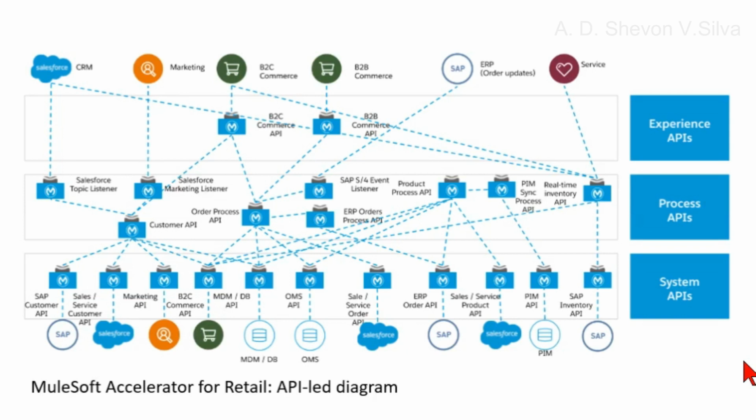Accelerator B2C commerce sync cartridge. The customer profile sync cartridge is used to detect when a customer profile is created and updated in Salesforce B2C Commerce and invoke an API for further processing of customer profile data in real time.